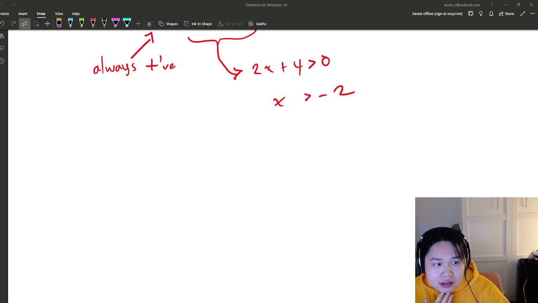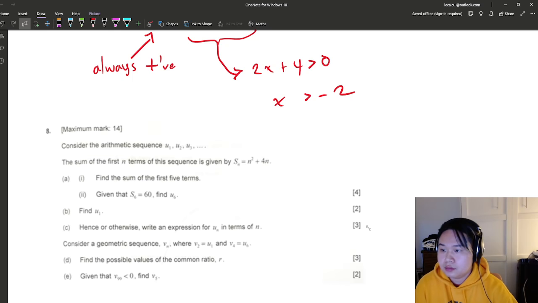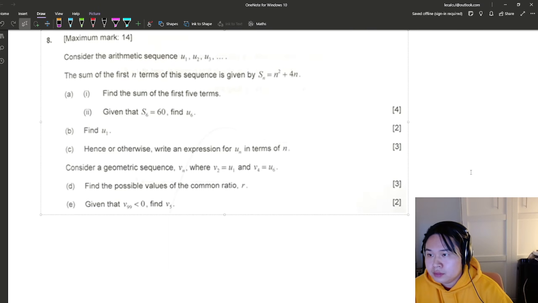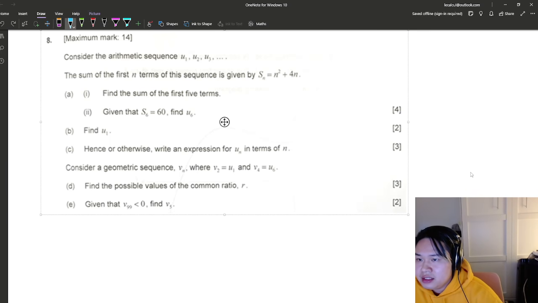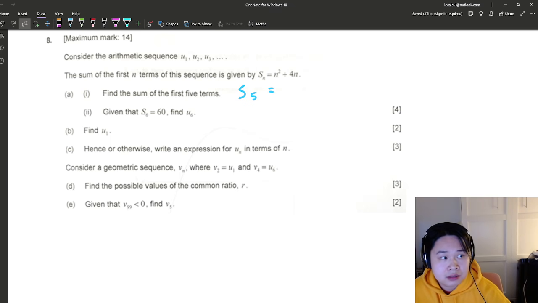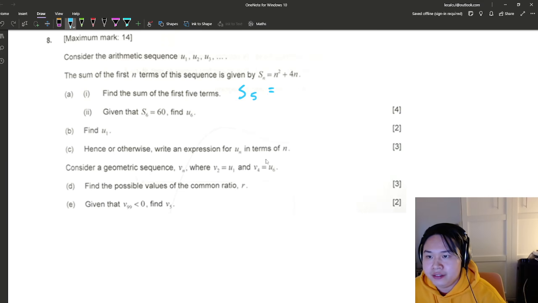And then we move on to the long stuff. Ooh, arithmetic sequences. Okay, let's see. The sum of the first n terms is given by the sequence. Find the sum of the first 5 terms. So because they just give you the formula, then why not just use it? S5 is going to be 5 squared plus 4 times 5. So 25 plus 20, 45.